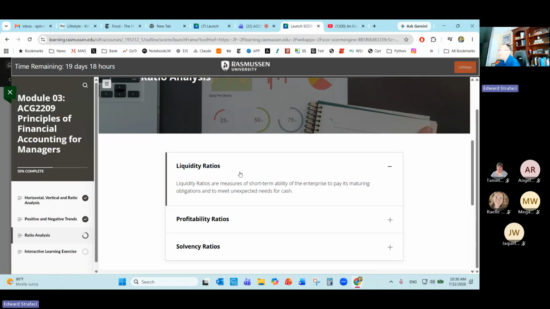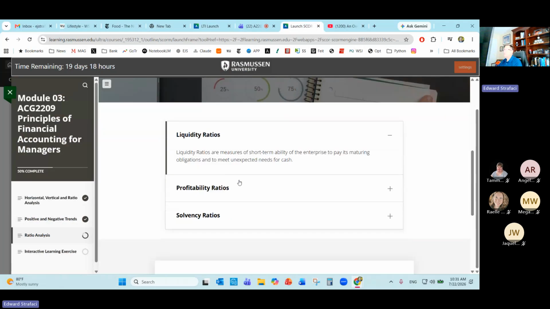So liquidity is important in life, in business. I always tell my students, always take care of your cash flow. Start with your cash flow. Once your cash flow is secure, then you can take chances.